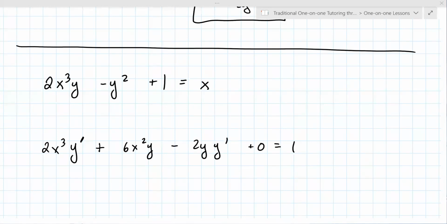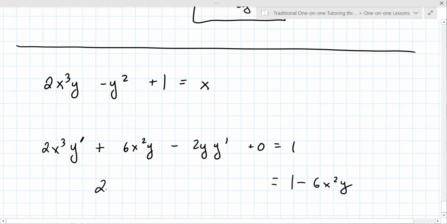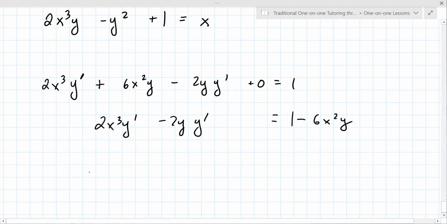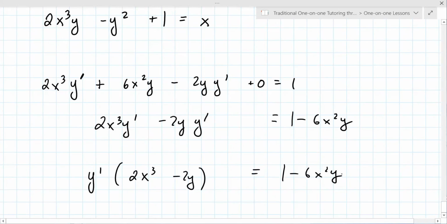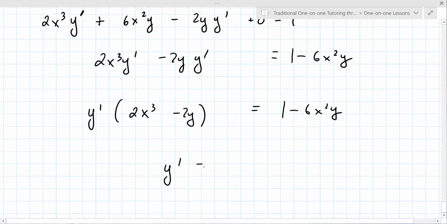Yeah, okay, that's what I got. So now, perfect. Move the 6x squared y prime over, right? Yep. So it's 1 minus 6x cubed y prime minus 2y prime. Take out the y prime. So then it's y prime equals 1 over.